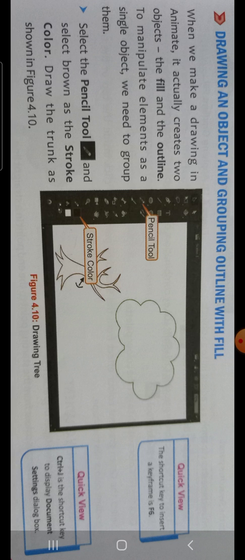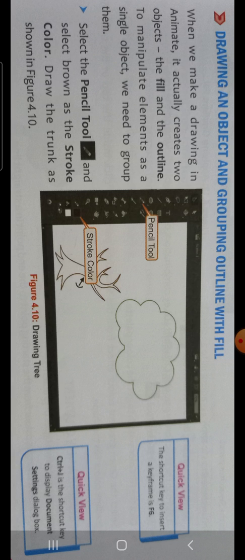As Animate creates two objects whenever we make a drawing, that is the fill and the outline. Here outline is same as stroke. So to manipulate, that is to use elements as a single object, we need to group them. Here one thing to be noticed is that whenever we create animation, first we will have to group the objects to treat them as a single object. So this is very important. To do so, just follow the steps as given in the book.